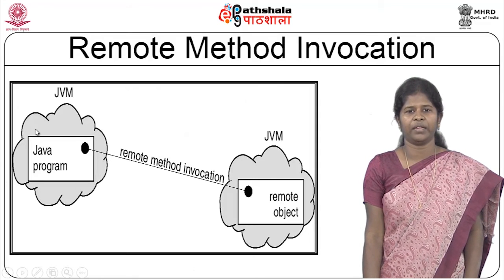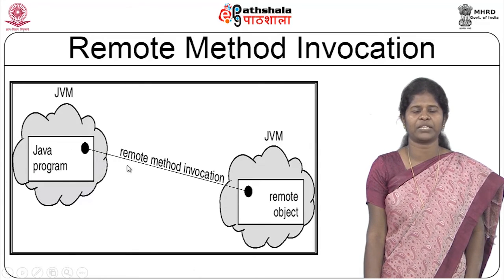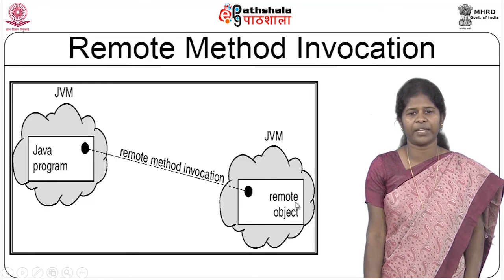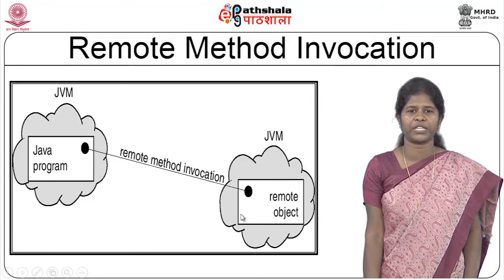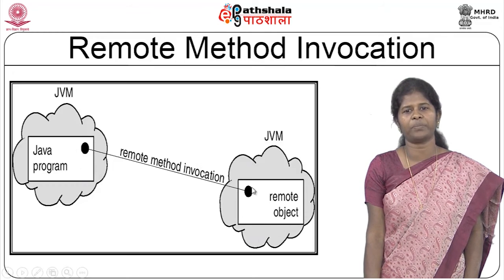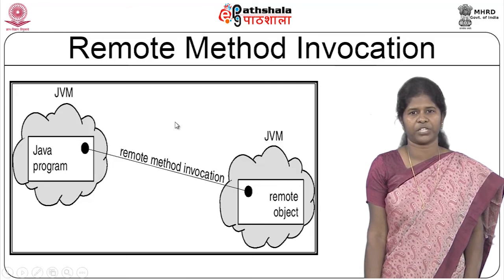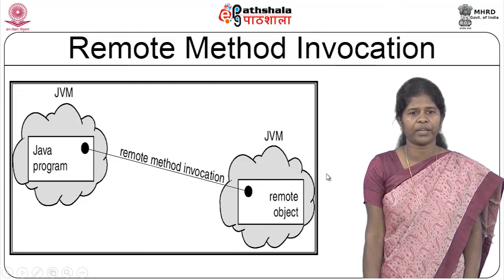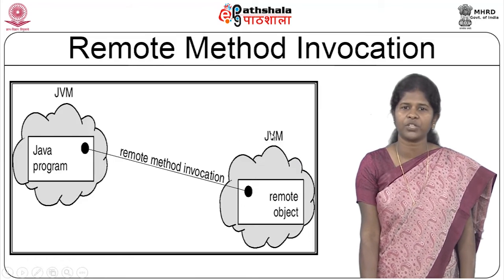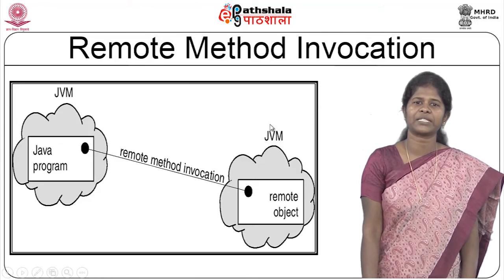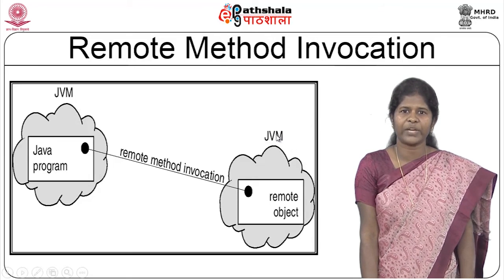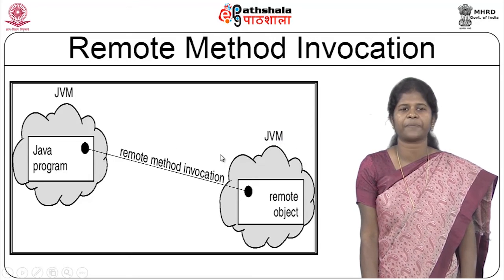So, here you see there is one Java program that is running in one machine and another Java program that is running in another machine, or you have a remote object that is present in another machine. So, it can execute a remote method invocation on this remote object, and these two need not be two different machines, they can be two different virtual machines that are present in the same machine. Because virtual machines are looked at very similar to having two different machines.